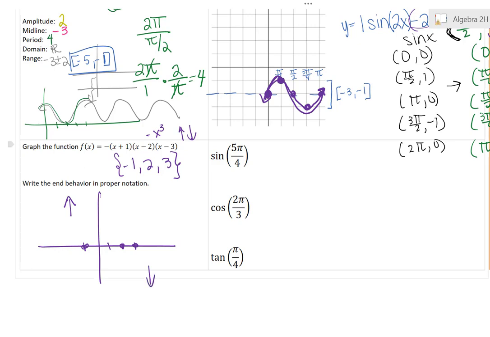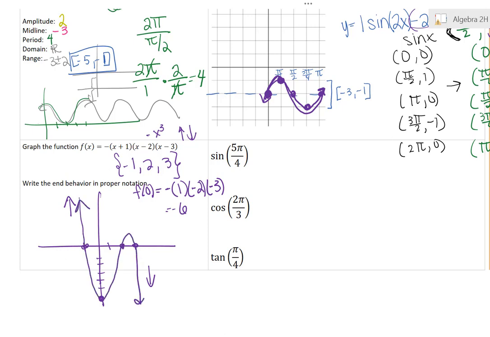Because the degree of each of these factors is linear, that means I'm passing through, I'm not bouncing or crossing anywhere. I can also find my y-intercept. So f of 0, if I plug in a 0, that's going to be negative 1 times negative 2 times negative 3. So we get negative 6. And then I'm just going to pass through all these points and get that drawn.